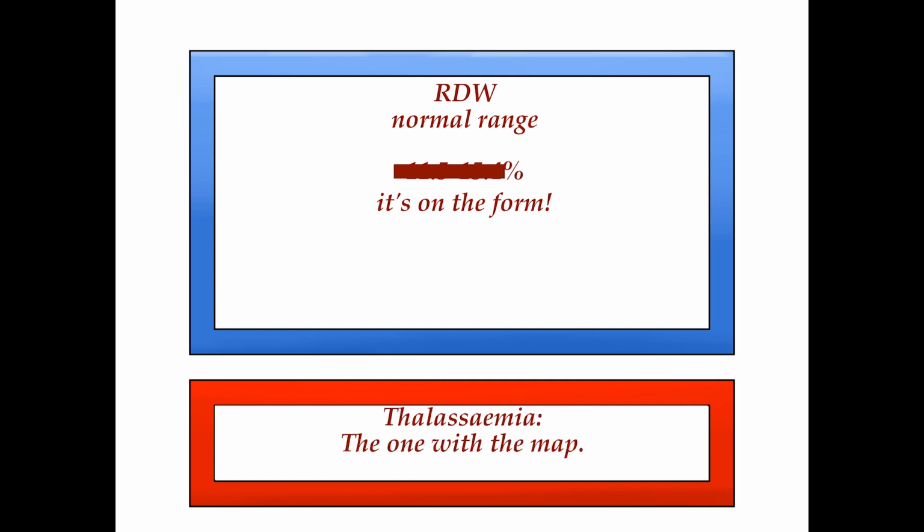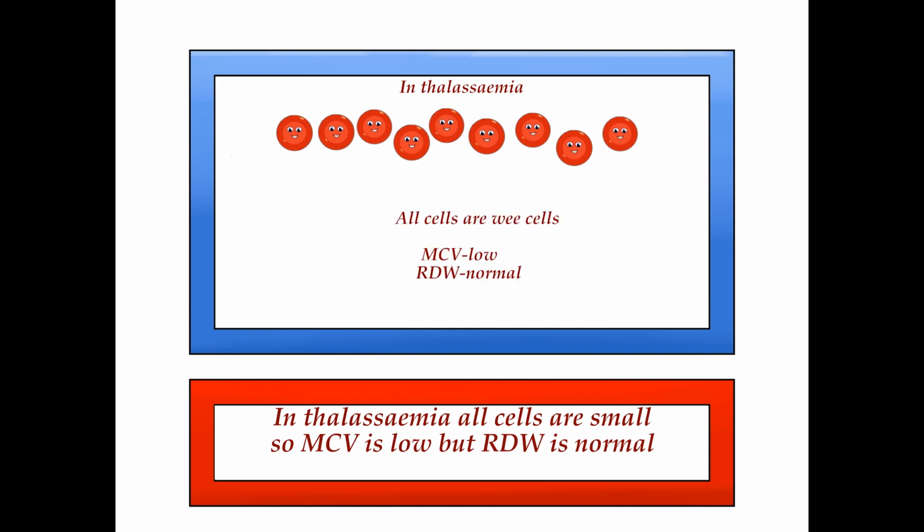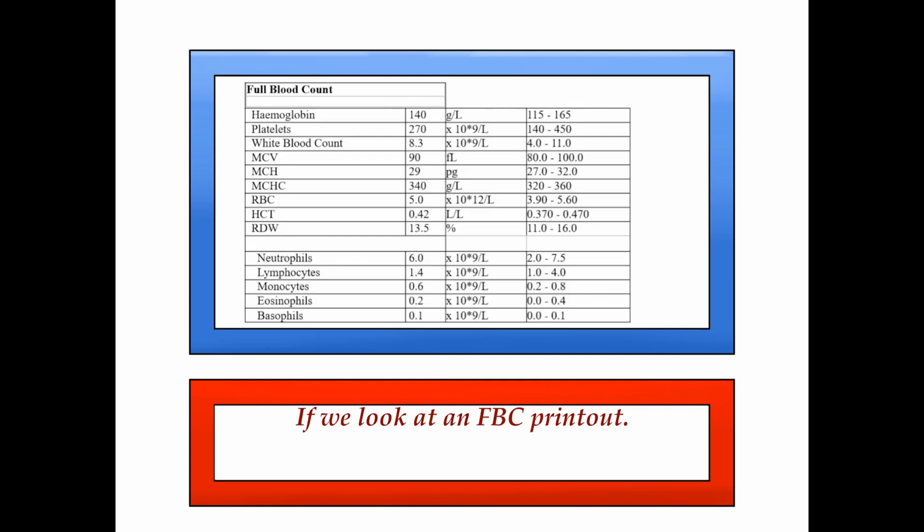You remember the one with the map? So in thalassemia, all the cells are small, so MCV is low, but RDW is normal. And that's it for types of anemia. All we've got to do now is check all the bits of the FBC, then there's a daft cartoon, and we're done. So, if we look at an FBC printout, haemoglobin we've done.